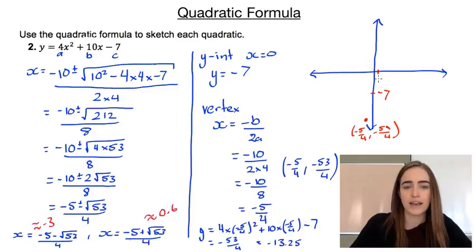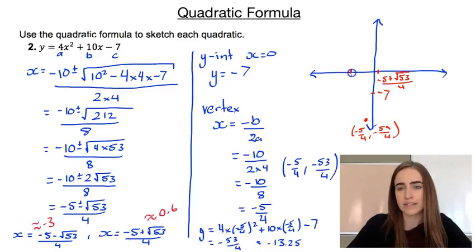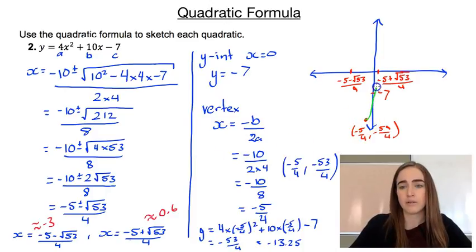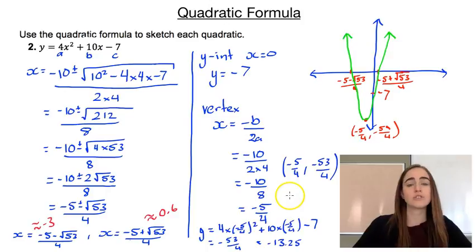And that's going to be -5 plus root 53 over 4. I've got this one that's -3, so that's going to be about here. So that's -5 minus root 53 over 4. It's a little bit messy, but now we're just going to join the dots. So from here, it has to come up through those two, and then up through this one as well. All right, so that's two examples of how we can use the quadratic formula to help us find the key features and sketch a quadratic.